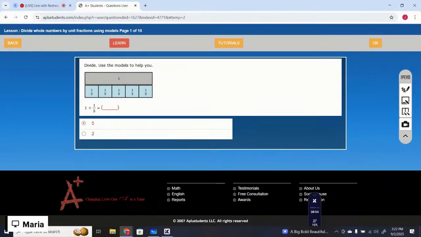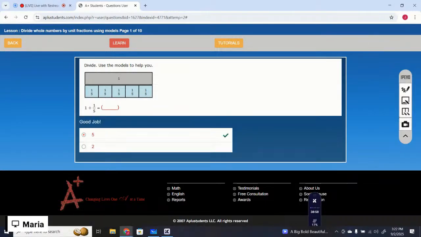So 1 divided by 1 by 5 is 5. Option number is the correct option.